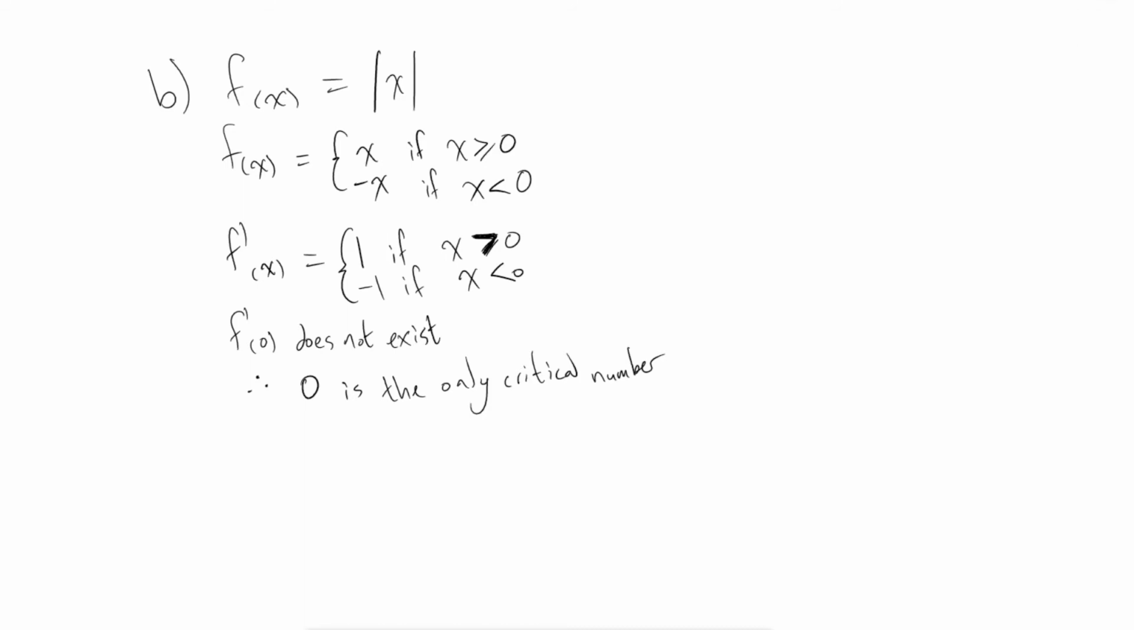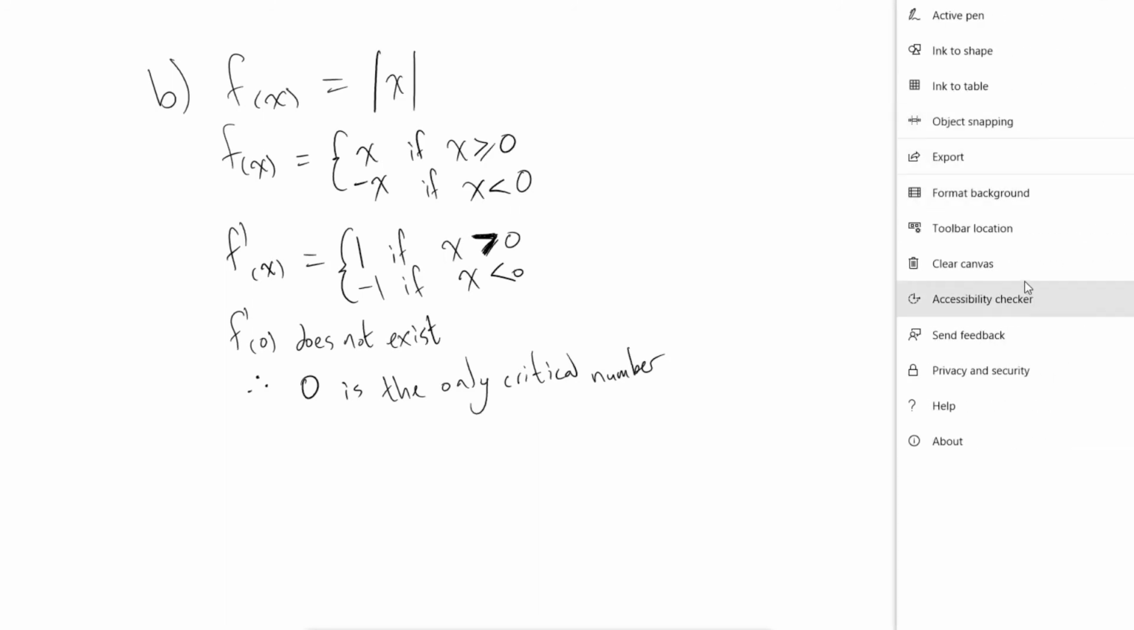To figure out if these critical values are maxima or minima, absolute maxima or absolute minima, the easiest thing for you to do is to graph the function in your calculator and just look at it. But we're going to go on the assumption now that you don't have access to your calculator, but still need to know this for some very strange reason.